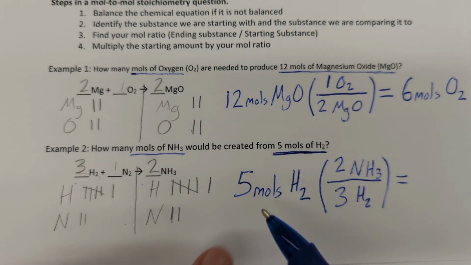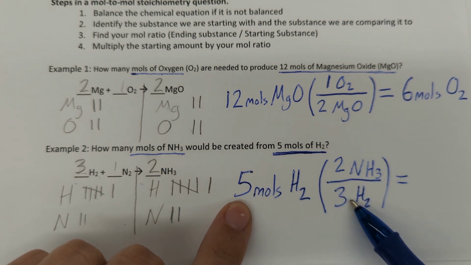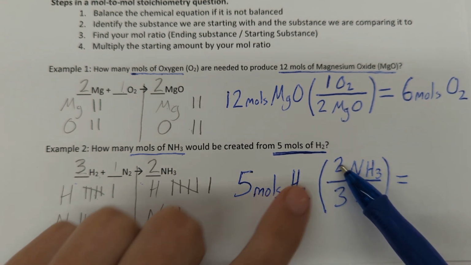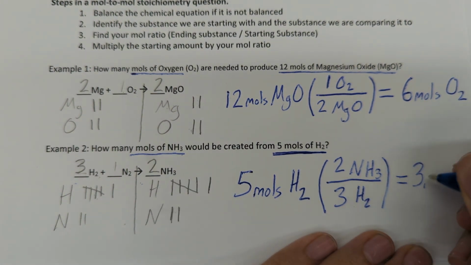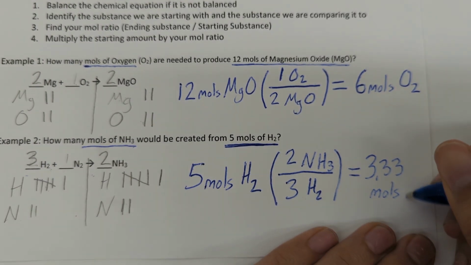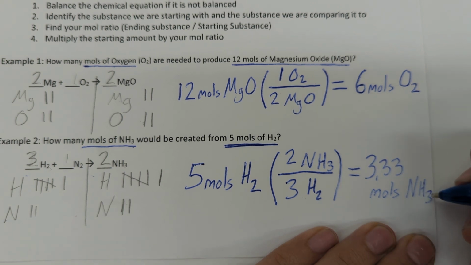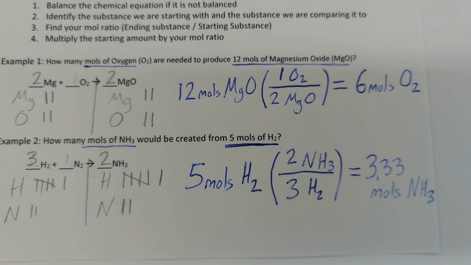So I multiply across and divide by the bottom. 5 times 2 is 10, divided by 3 is about 3.33 moles of NH3. And that would be our answer there. So that is, in short, how to work through these mole-to-mole stoichiometry questions, and a little bit about what stoichiometry is.